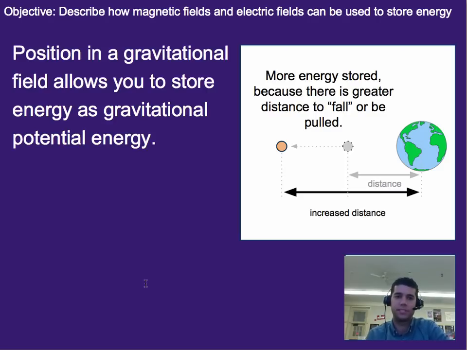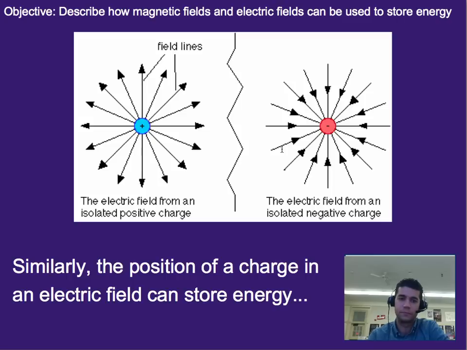We looked at before this idea that your position in a gravitational field allows you to store energy. Namely, because there is a pull on this object over here, that pull can cause it to increase its kinetic energy. So we say that energy is stored in its position, the ability for Earth to do work on this in the future based on gravity.